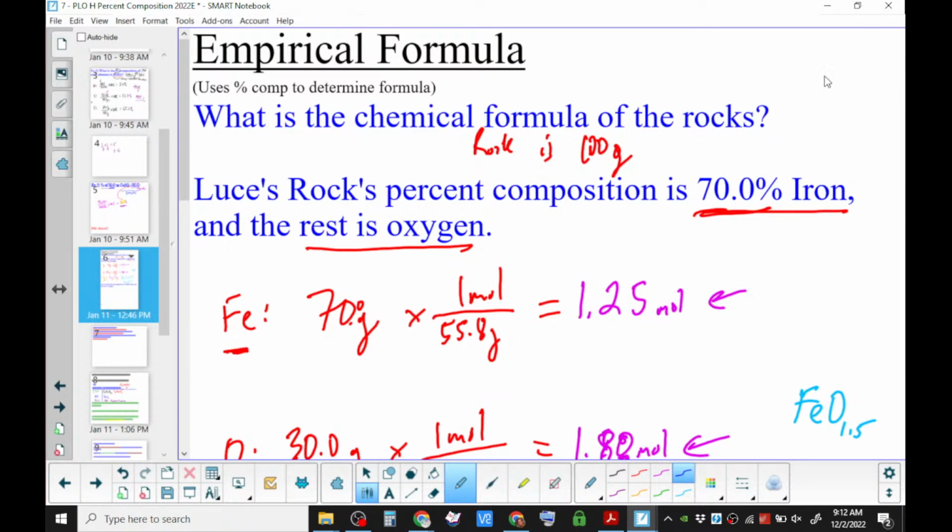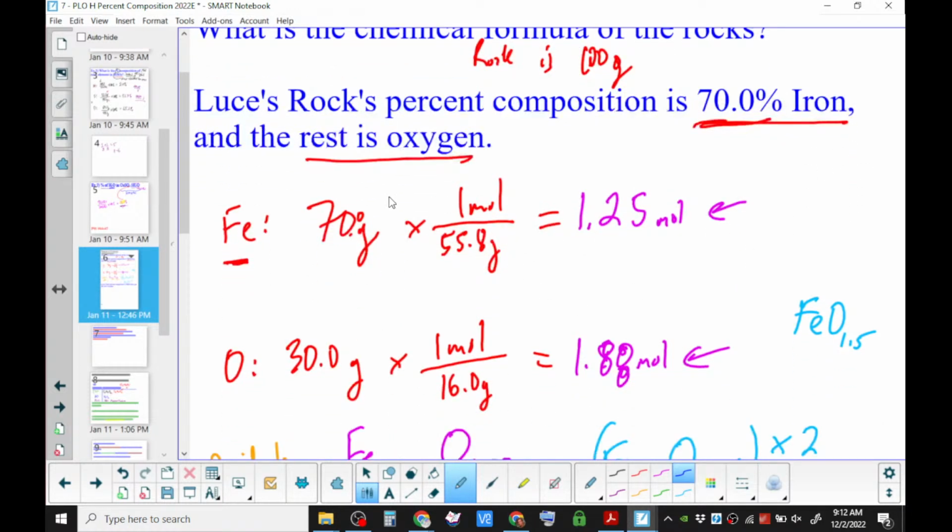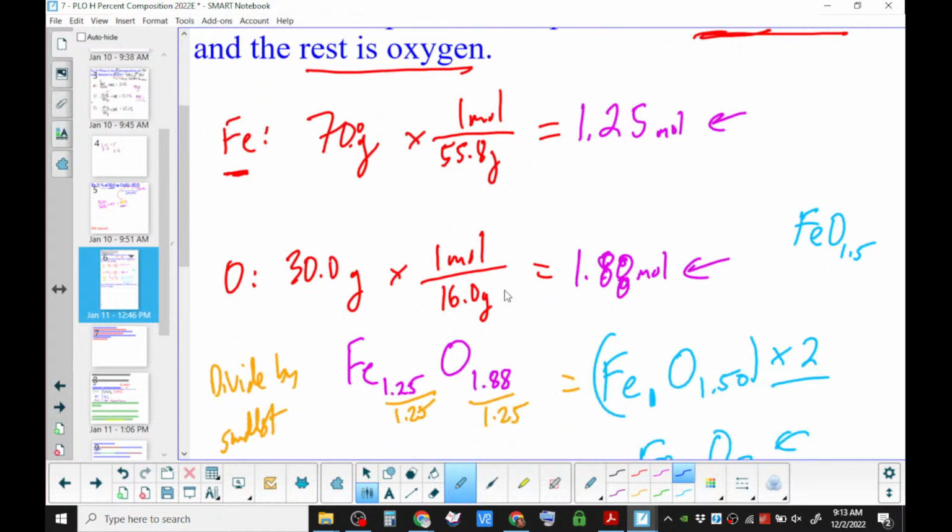So in the one we did the other day, it's 70% iron and the rest is oxygen, so 30% oxygen. So instead of taking that percent, you go, well, I'm going to pretend I'm using 100 grams, and then we'll go 70 grams, because 70% of 100 is 70 grams, and divide by the molar mass, you get the number of moles. 30 grams divided by the molar mass. Now you have a mole ratio, which is a formula. You can say that for every 1.25 of those, I've got 1.88 of those. But we need them in whole numbers. So you divide by the smallest one, and that at least gives us one whole number of 1.